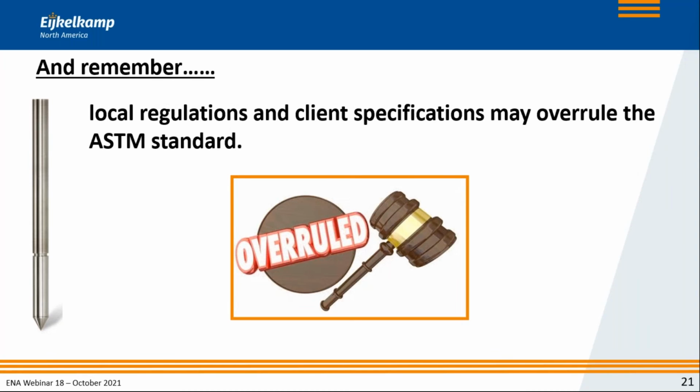Now, this is what the ASTM standard is saying. But one thing that's very important to remember when we talk about calibrations, local regulations or client specifications may overrule the ASTM standard. We have numerous instances where a local regulation or a national regulation says you shall not use any instrument that has been calibrated more than 6 months before or more than a year before it's being utilized. That obviously overrules the ASTM standard.